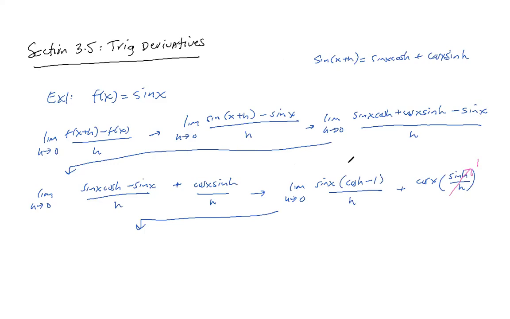This one, which is a little bit less common, you may have forgotten, but the cosine of h minus 1 over h as h approaches 0, or more commonly how we write it, the limit as x approaches 0 of cosine x minus 1 over x, is equal to 0. The fact that it's equal to 0 and is being multiplied times the sine of x means this entire term here is going to cancel out, right?